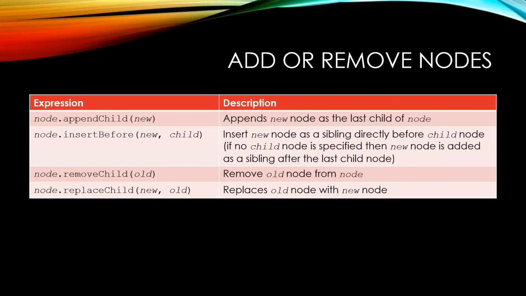We can also add by appendChild. We can also add by insertBefore. So if we do an insert, we have to give it a location and what we want to insert. We can get rid of nodes by saying removeChild, or we can replaceChild. So replace will remove the child and then insert the new. Insert before just merely inserts it.